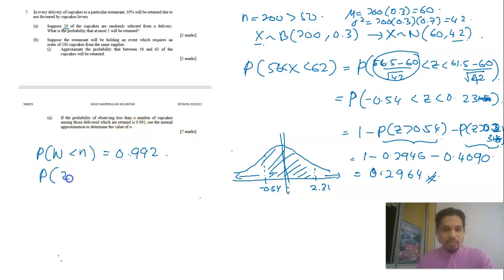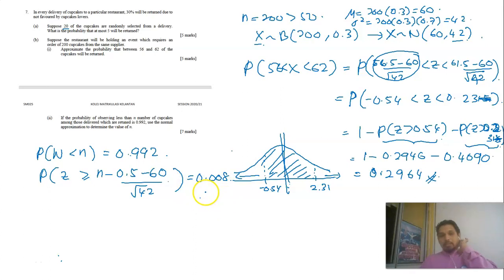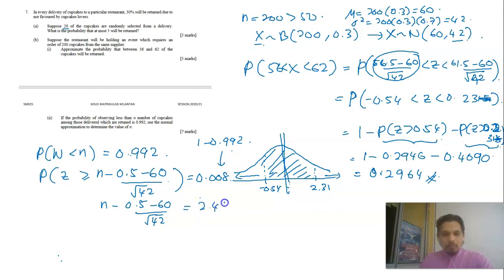So for this one now, the probability of z greater than n minus 0.5 minus 60 divided by square root of 42 is equal to 0.008. The total of the probabilities is equal to 1. So the observation of less than n changes into z of the normal distribution greater than, so 1 minus 0.992 gives you 0.008. So n minus 0.5 minus 60 divided by square root of 42 is equal to 2.41.